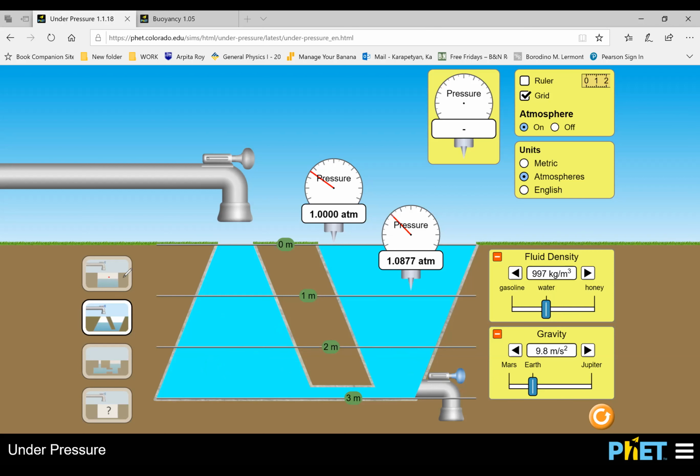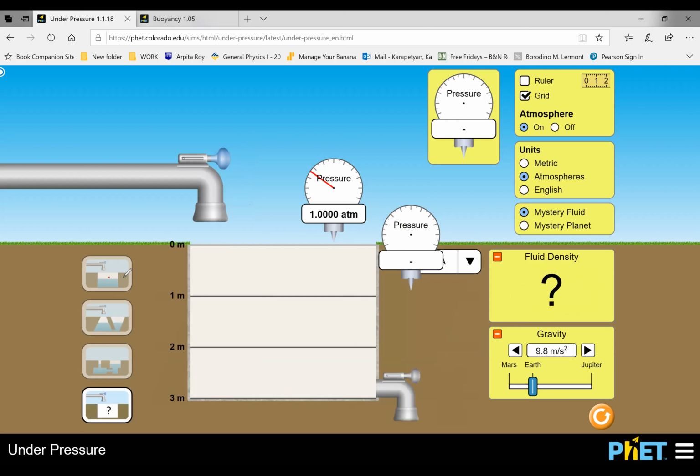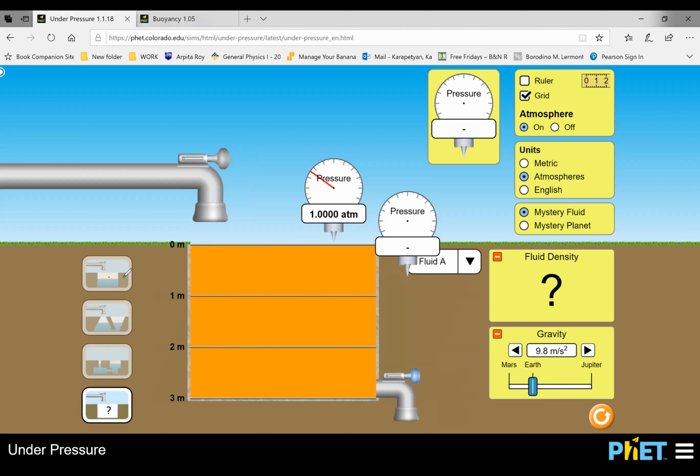before we finish this. Let's say I have some kind of unknown liquid. One thing I can do here is take this pressure gauge and measure the pressure at, let's say, 2 meters. Now that I have pressure, I can use that pressure equation to calculate the density of this unknown fluid. Because what I have here is this. Let's call this point 2.